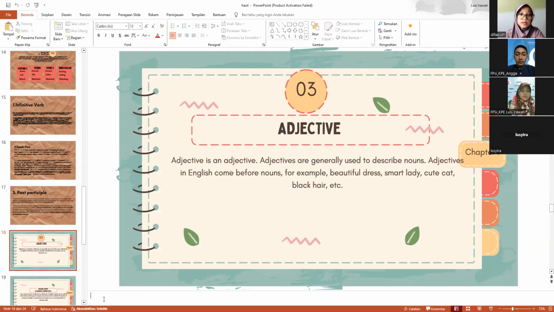Next, I will explain about adjectives. Adjectives are generally used to describe nouns. Adjectives in English come before nouns. For example, beautiful dress, dress yang cantik, smart lady, cute cat, black hair.